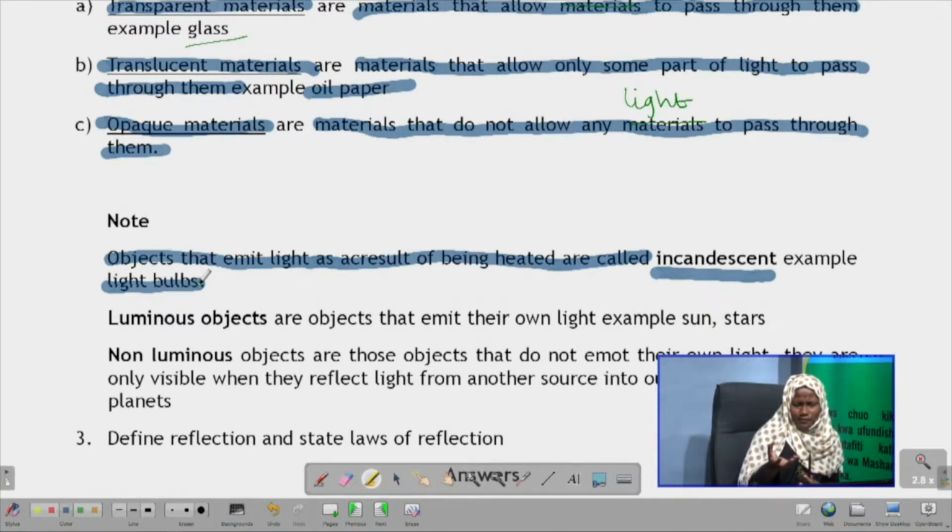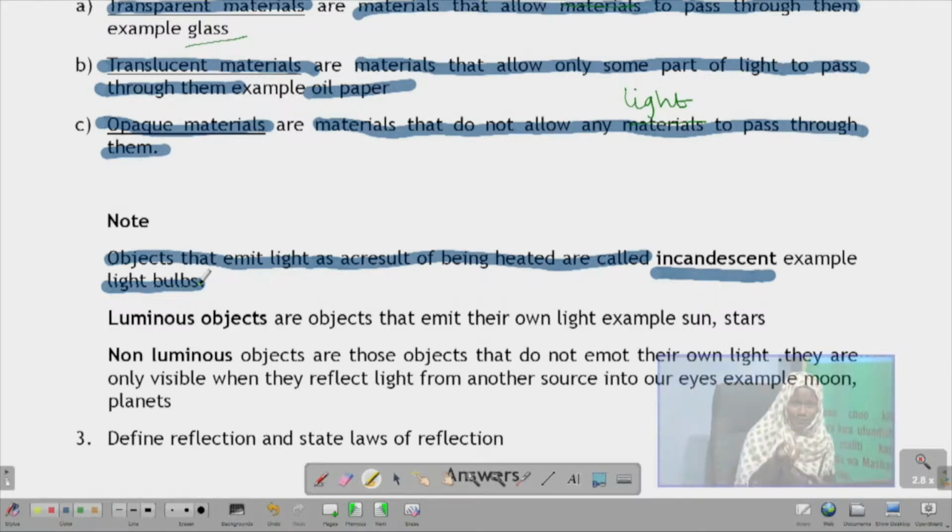Example, light bulbs. When you take a light bulb, it will not emit any light. But when the electricity passes through it and it gets heated, it starts to emit light. That material, the light bulb, is what we call an incandescent material. That's why for some light bulbs, when the electricity goes off, they still show some light. Why? Because they lose heat slowly. That's why the heat is still there, and that's why we are able to see the light.